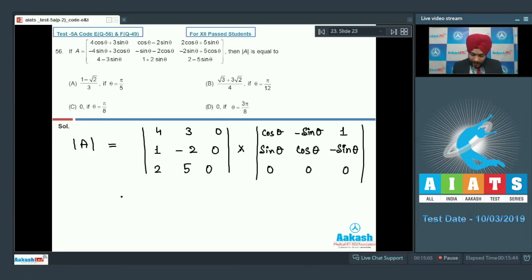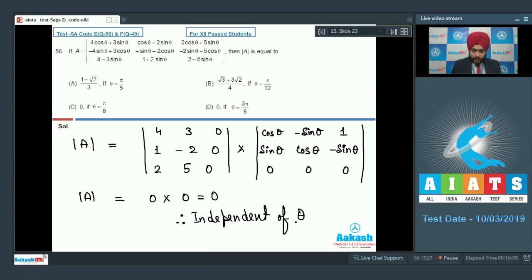So yes, the first determinant reduces to 0, second determinant also reduces to 0, because the third column is 0 here, the third row is 0. So the final answer is 0, independent of theta, most importantly. Independent of theta. So all the options where 0 is the answer, they are correct. All others are wrong. Answer is CD.